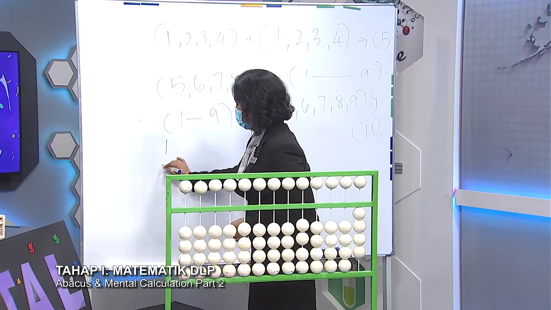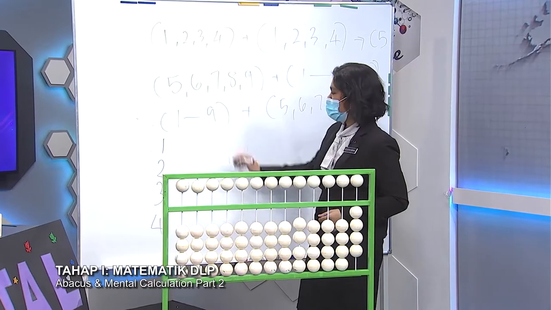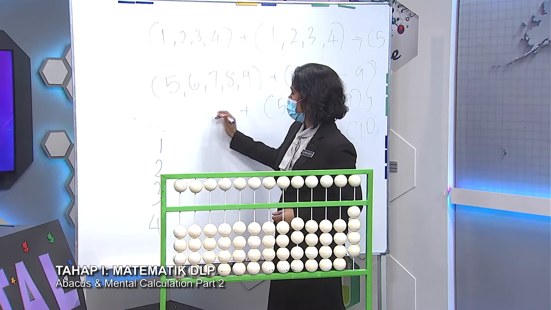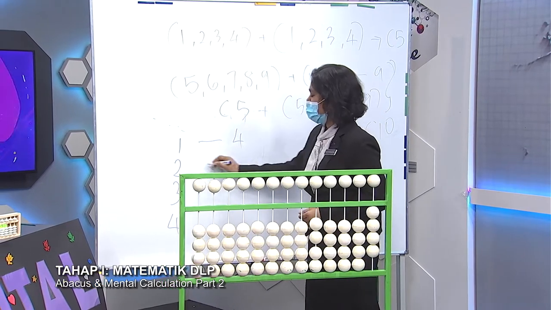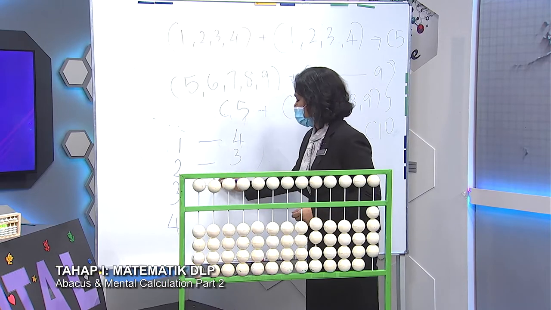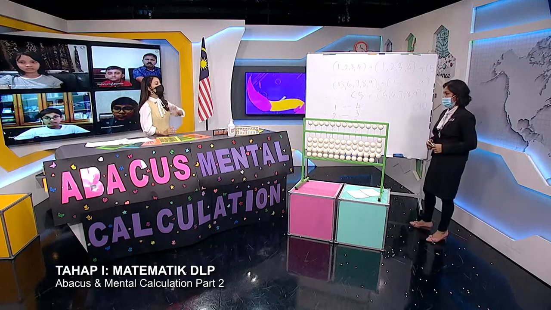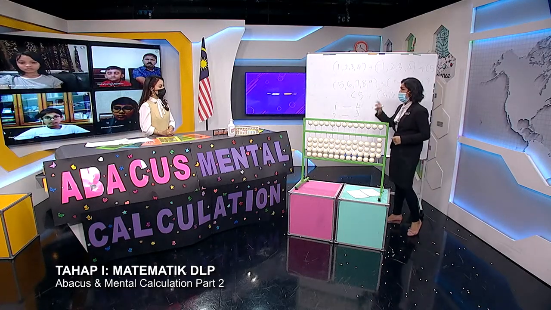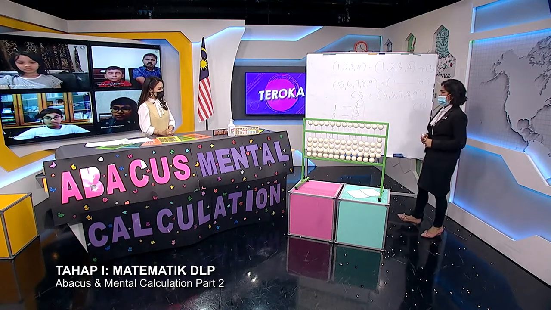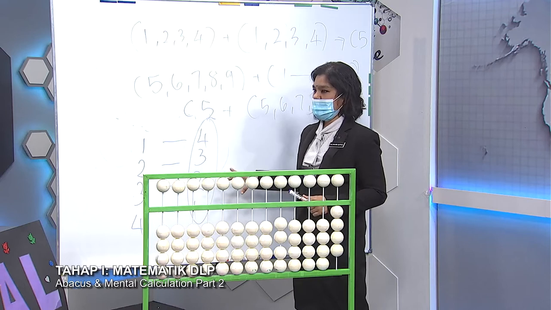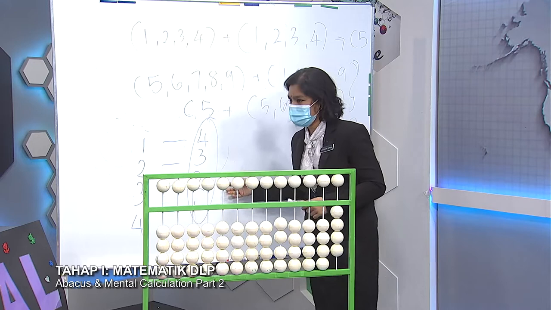We have 1, 2, 3, 4. I write it 1, 2, 3, 4. To get the combination of 5, what are the partners? For 1, the partner is 4. For 2, the partner is 3. For 3, the partner is 2. And for 4, the partner is 1. When you add or subtract, you have to refer to the partners here. So you have to memorize this combination 5. It comes to mental calculation.